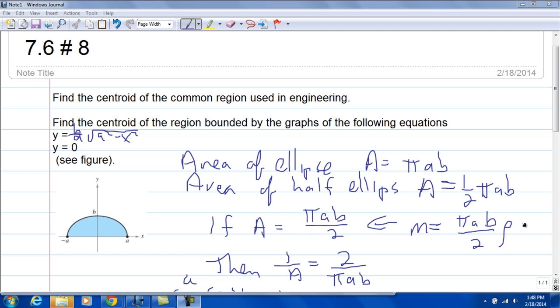Now what this picture is, that's the picture of an ellipse, or at least half an ellipse, and the area of an ellipse is going to be pi times a times b. So the area of half an ellipse is going to be half of pi times a times b. So we can then deduce that m, our mass, would be pi ab over 2 times our rho.